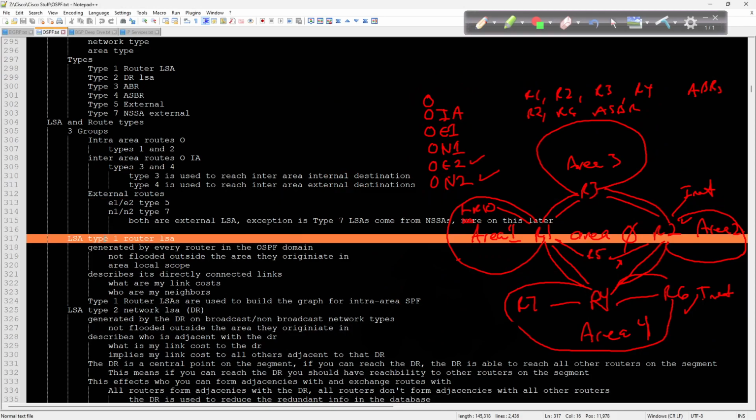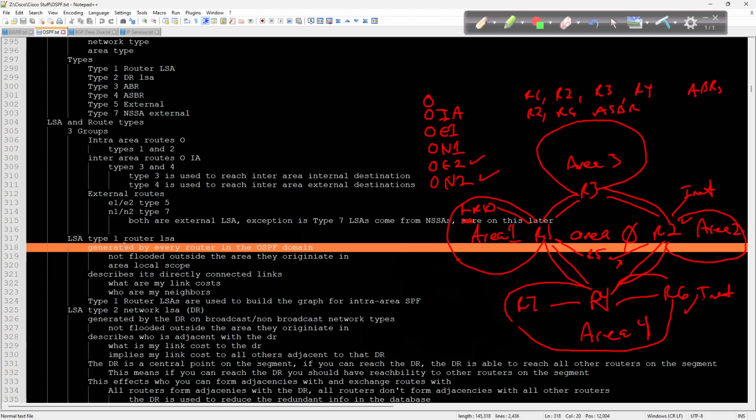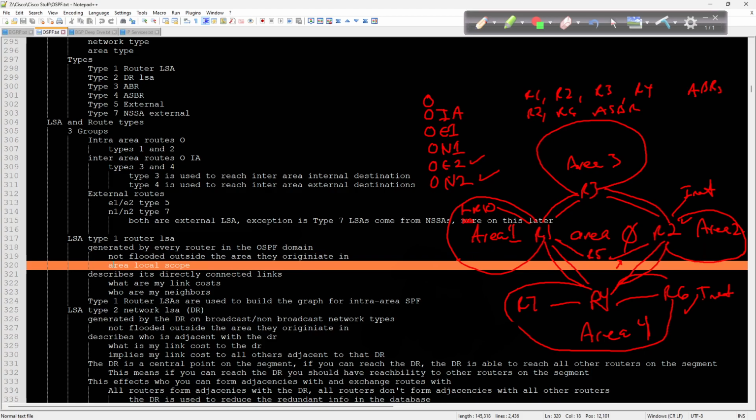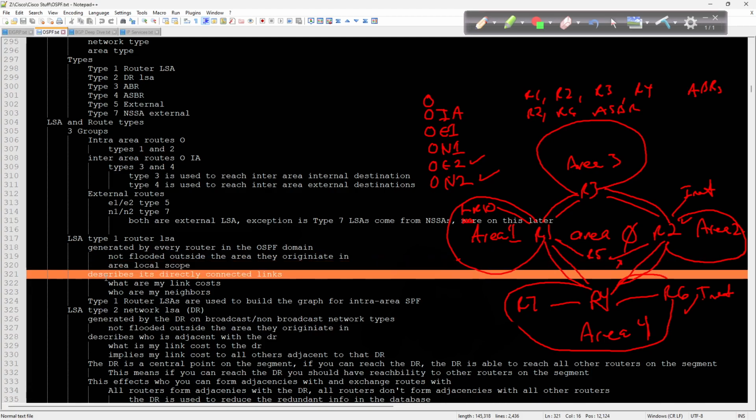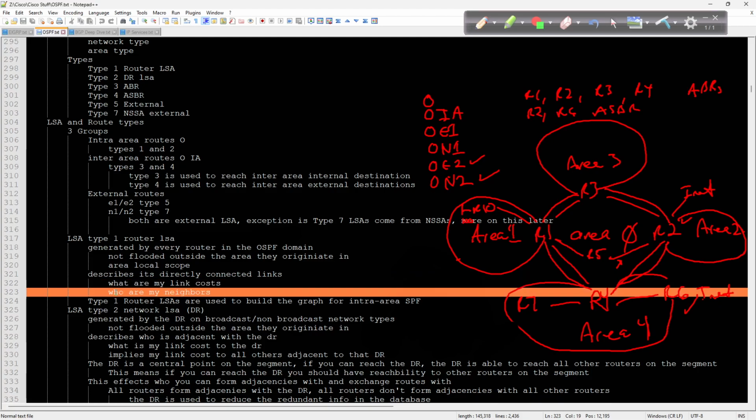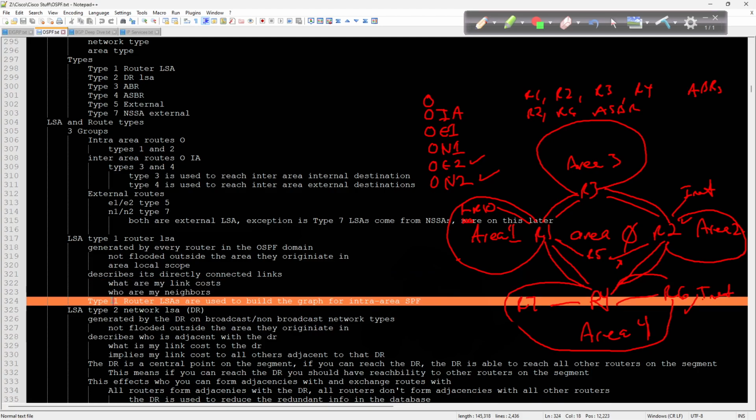So LSA Type 1 is a router LSA, generated by every router in the OSPF domain, not flooded outside the area it originates in, and has an area local scope. It describes directly connected links: what are my link costs, and who are my neighbors. Type 1 router LSAs are used to build the graph for intra-area SPF.